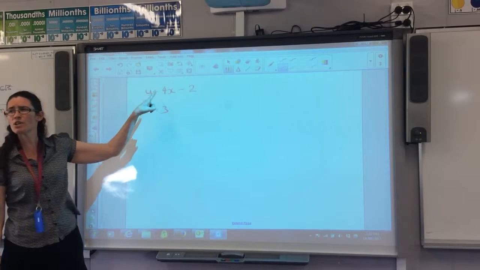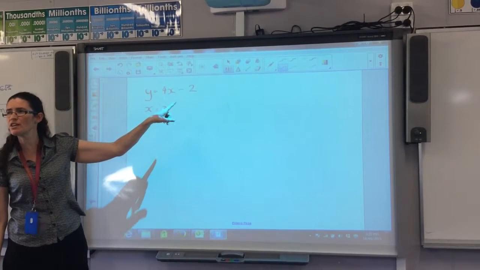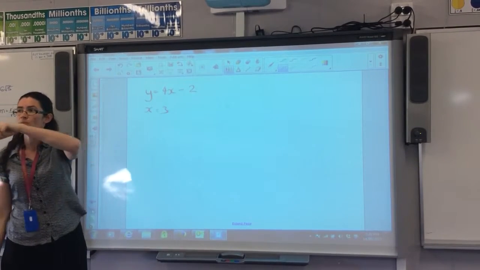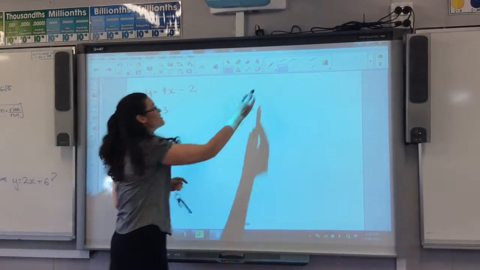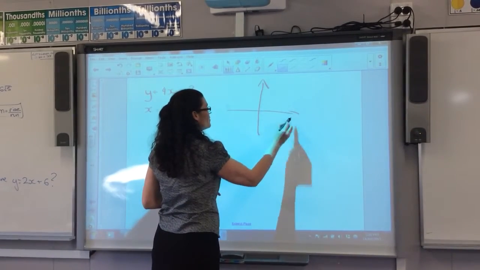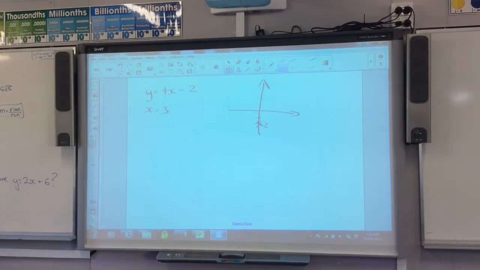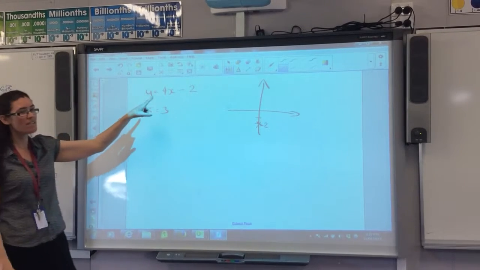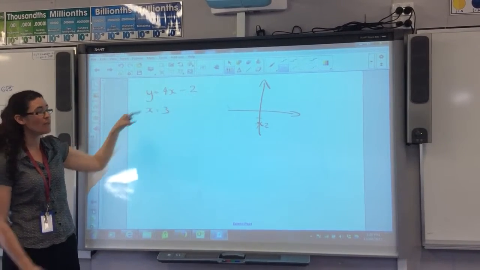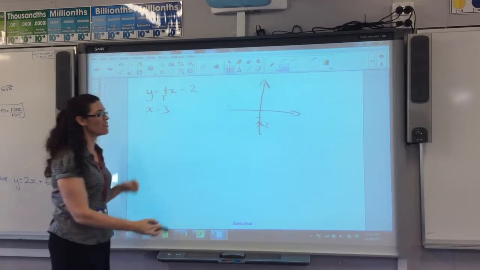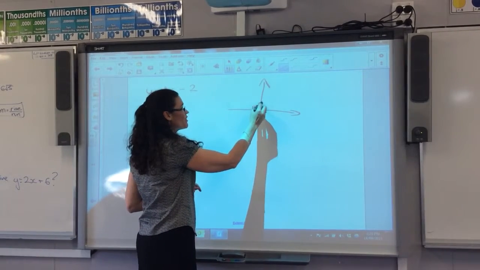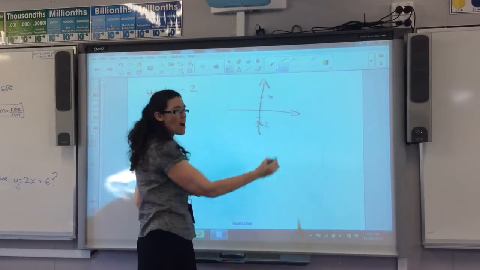Okay, this one, what's the quick way of drawing it? What's the first thing I notice? The y-intercept is -2. Well done. The y-intercept is at -2. Okay, what's my gradient and how do I use it? My gradient is 4. How do I use it? I go up 4 and across 1. So up 4, 1, 2, 3, 4, across 1.